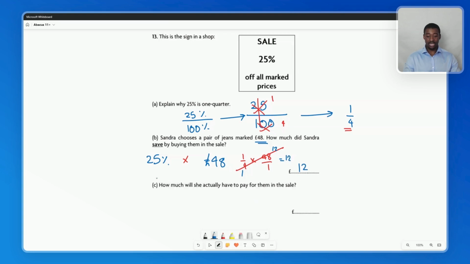And now for part C, we have how much will she actually have to pay for them in the sale. So we started off at £48 as the marked price. We're saving £12. So overall, we're actually going to pay £36. So 48 minus 10 is 38. 38 minus the remaining 2 is 36. So we're actually going to pay £36.